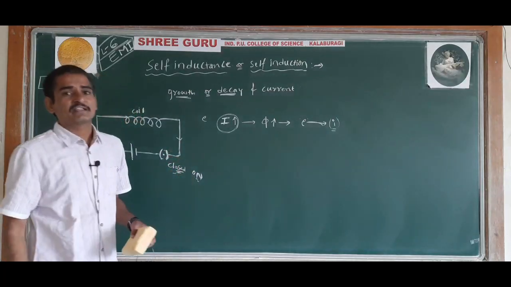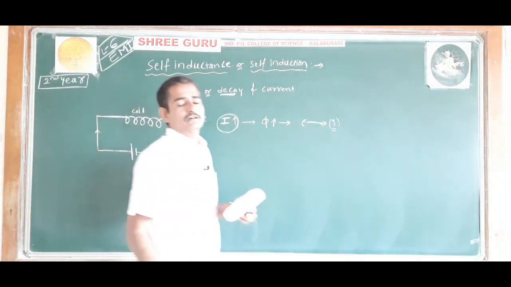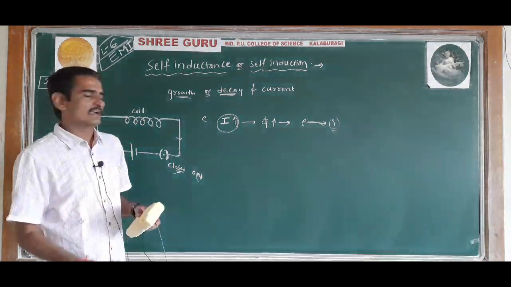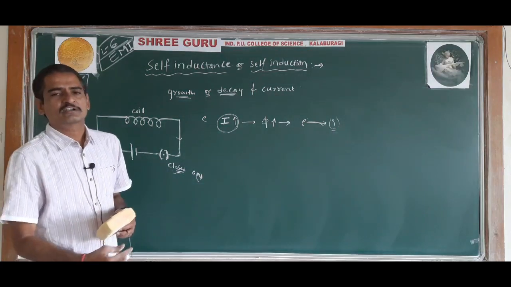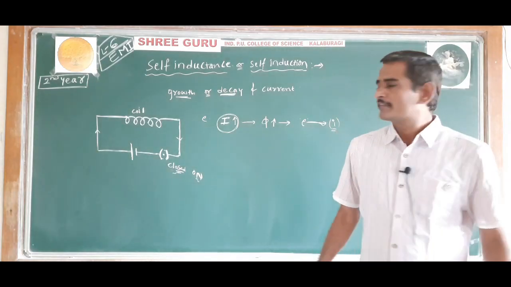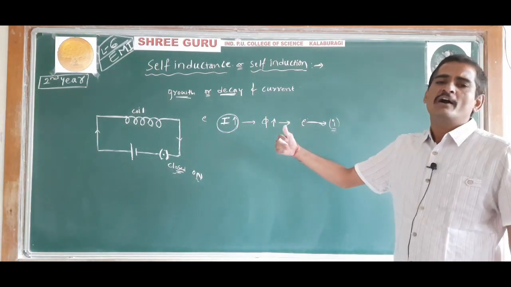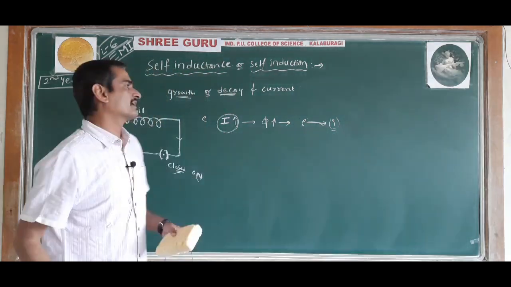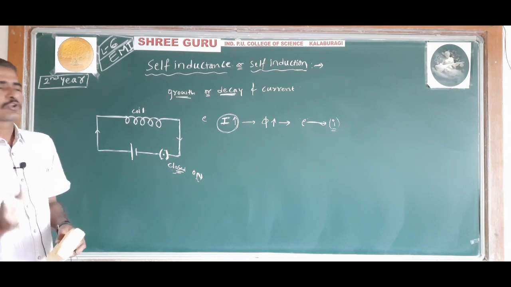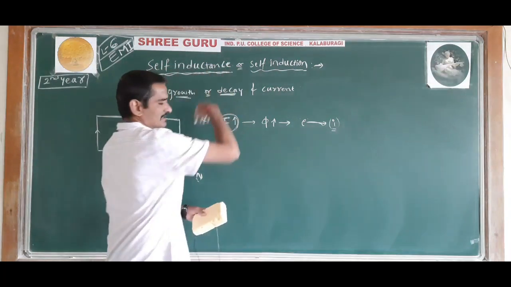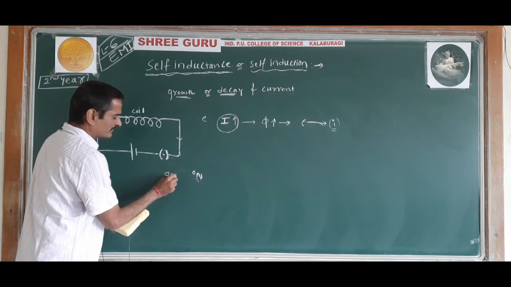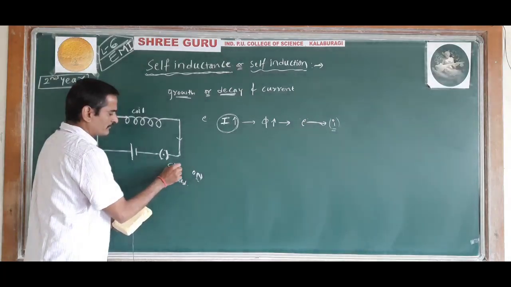That is, the increase in the current is delayed. To reach the maximum value of current, the current will take some time, that is, the maximum value of current is delayed. The maximum value of current is attained after some time, understood? That is because of the property of the coil, and that property to oppose the growth of current is called self-inductance, understood.